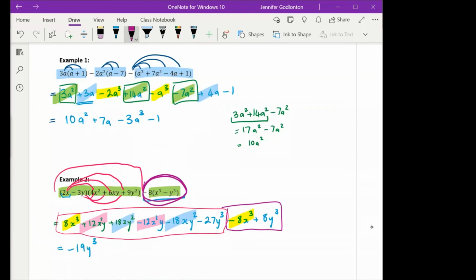After that step, all we did was find our like terms and highlight them. We had 8x cubed minus 8x cubed, so they cancelled. We had 12x squared y minus 12x squared y, so they cancelled. Then we had 18xy squared minus 18xy squared, and they cancelled. And then we've got minus 27y cubed plus 8y cubed, which gives us negative 19y cubed.